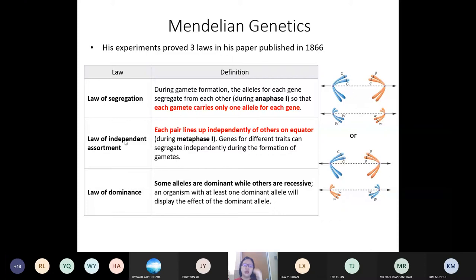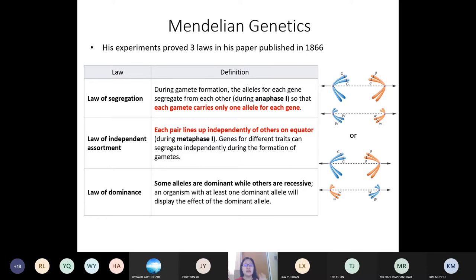The next law is the law of independent assortment. This should be familiar to you by now. We have learned this and talked about it a few times. That's the idea that each pair lines up independently of others on the equator. So it could be blue-red, or it could be red-blue. It could be the other way around. This is if it has four chromosomes. What if it has maybe 10 chromosomes? Then they would have many, many different arrangements.